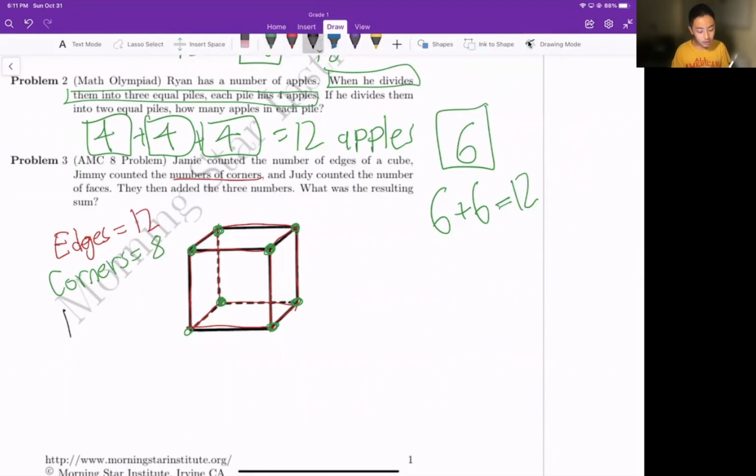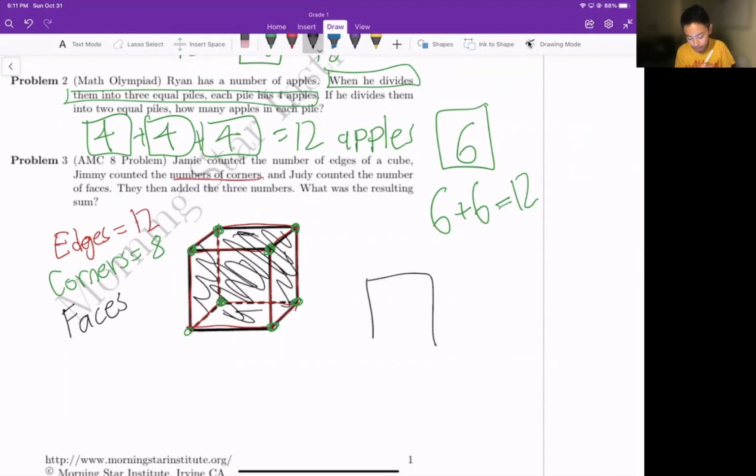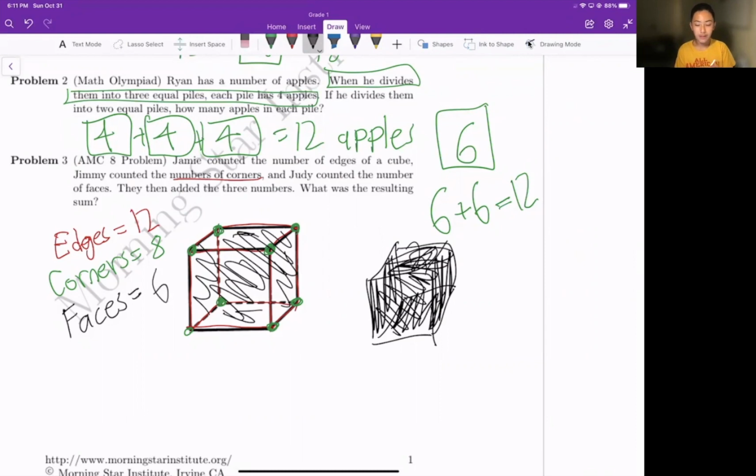So the faces, so there are 6 faces because one is right here, one is right here, one is right here, one is right here, one is right here, one is right here. One is on the bottom. For a clear view of this, one is on the bottom, one is in front, one is on this side, one is on this side, one is on the back, and one is on the top. And this equals 6. So there are 6 faces.